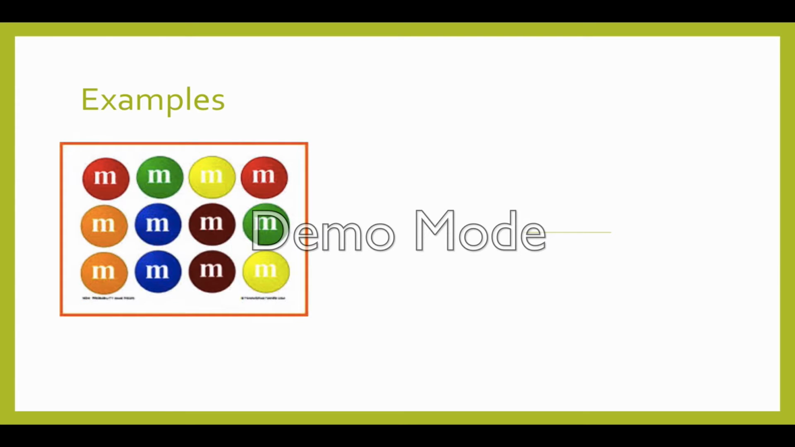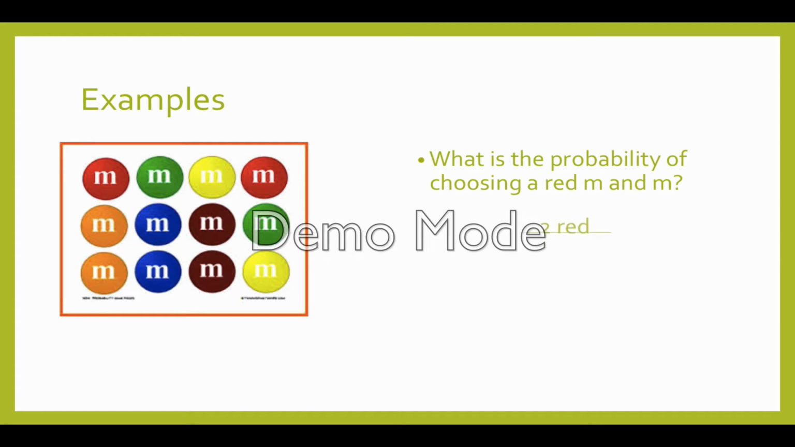Let's look at some examples. What is the probability of choosing a red M&M? To solve this problem, we would count the number of red M&Ms. 1, 2. This is what we want or what we are looking for. So it is the numerator. 2 red M&Ms above the denominator, which would be the total number of M&Ms. 12 total. So the probability of choosing a red M&M would be 2 over 12.